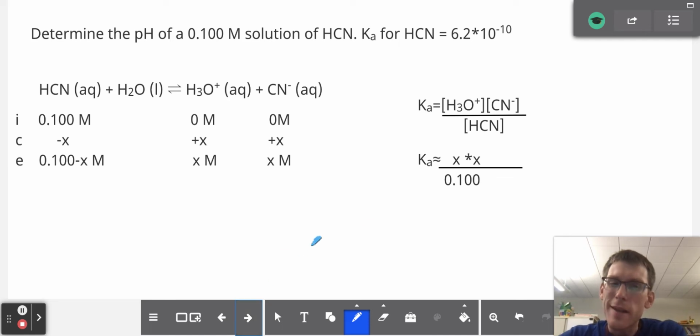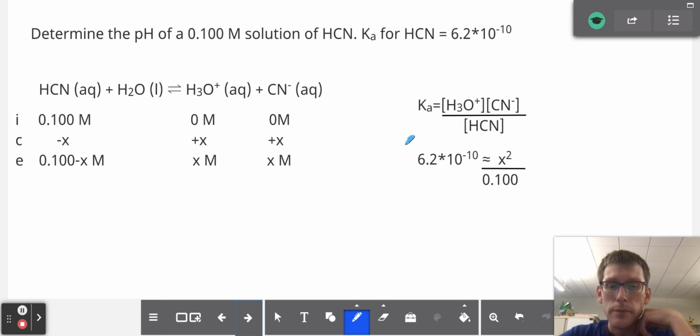Now, there's an approximation that we can make. Because this equilibrium very heavily favors the left side, X is not going to be very much. The reaction doesn't go forward very much. And as long as we have a reasonable concentration of HCN, 0.1 molar is plenty, we can say that X is going to be very small relative to this 0.1. So what we can do is say that 0.100 minus X is really just about 0.100. And that makes the math a lot easier here.